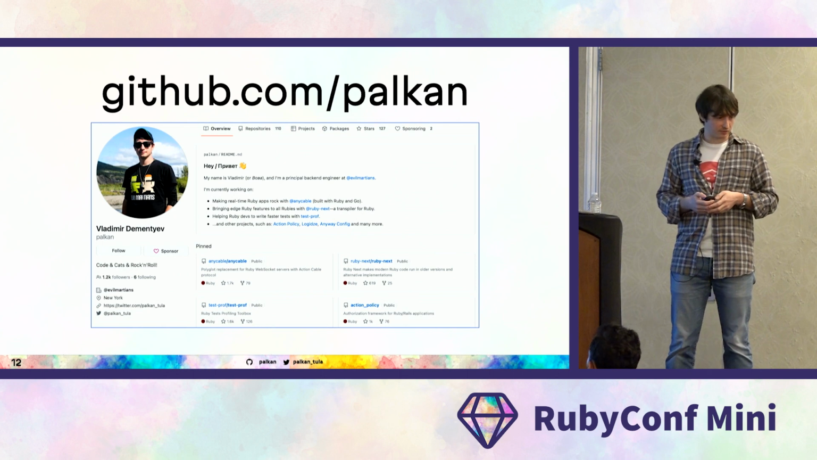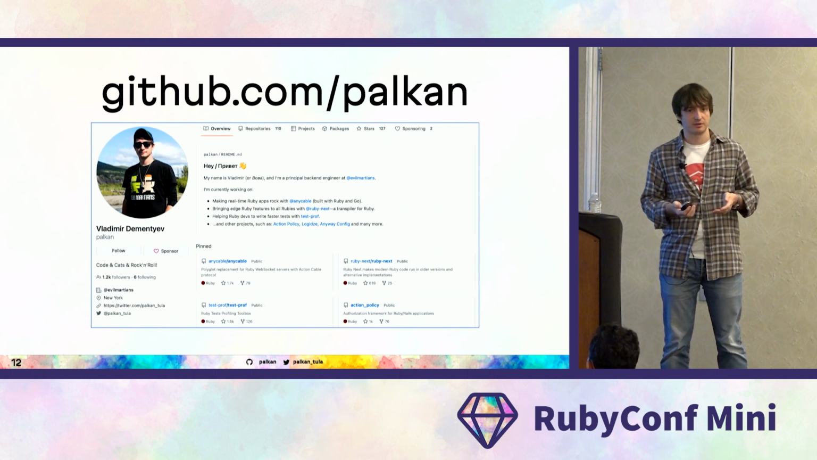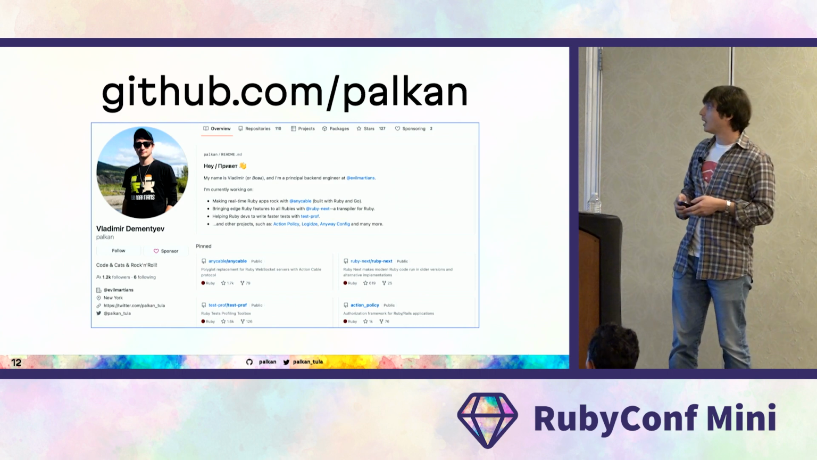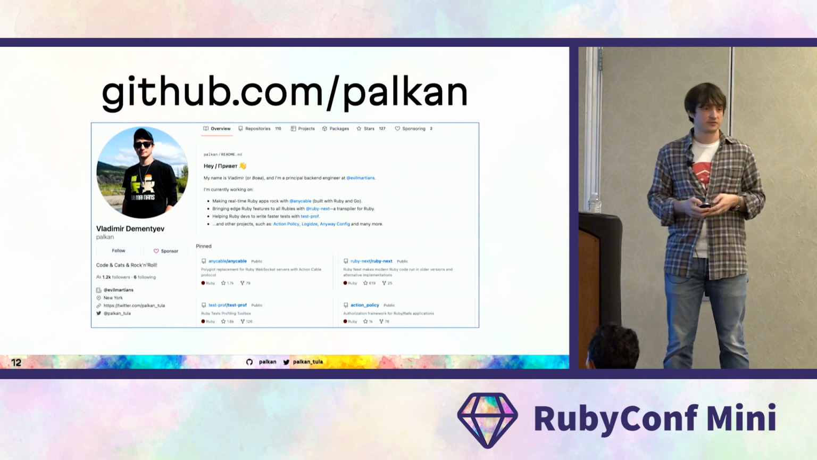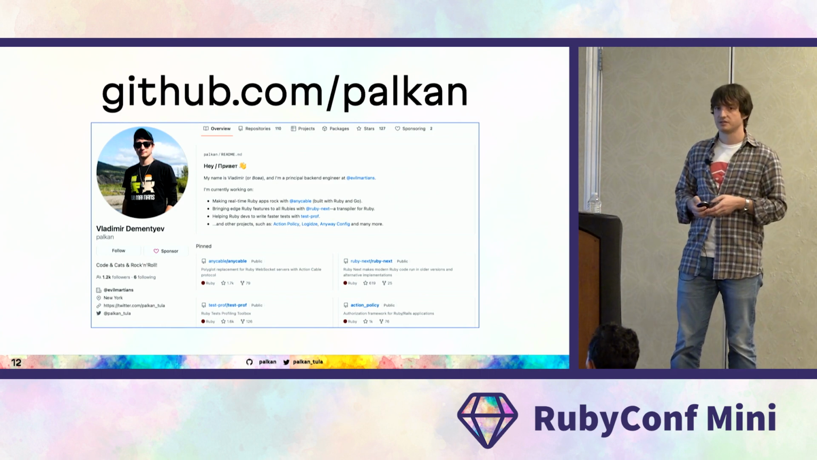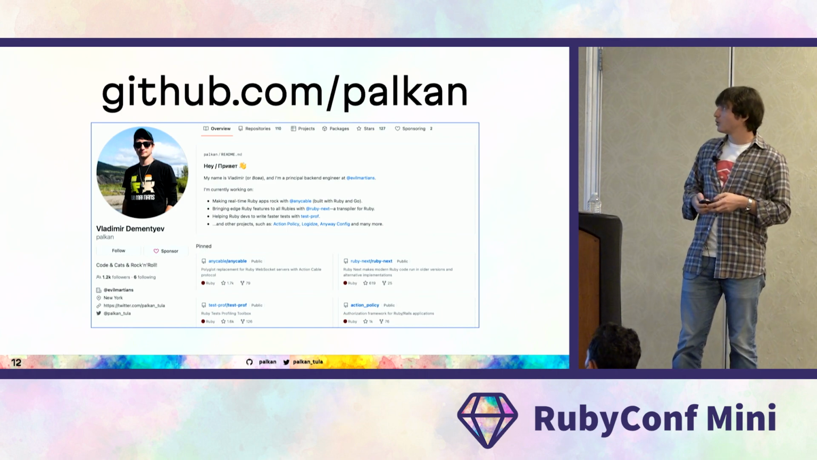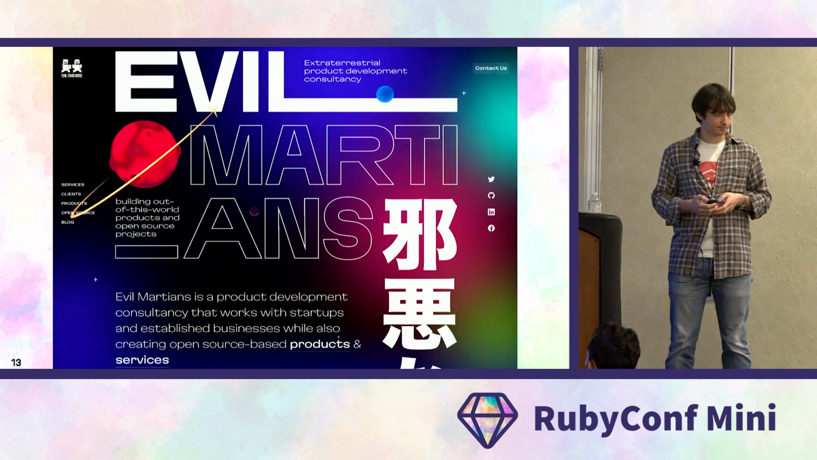Okay, a bit of introduction. My name is Vladimir, never Vlad, it's a different thing. And you might have seen me on GitHub as Balkan. I maintain some projects, few, dozens, probably. And I work for a company called Evil Martians.